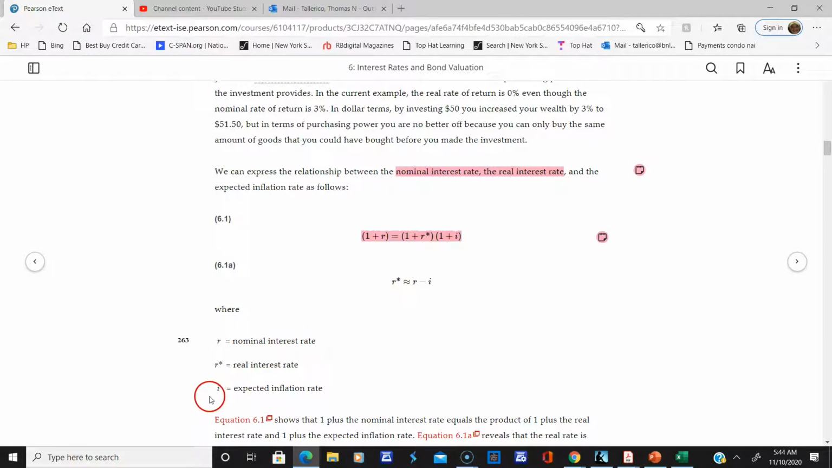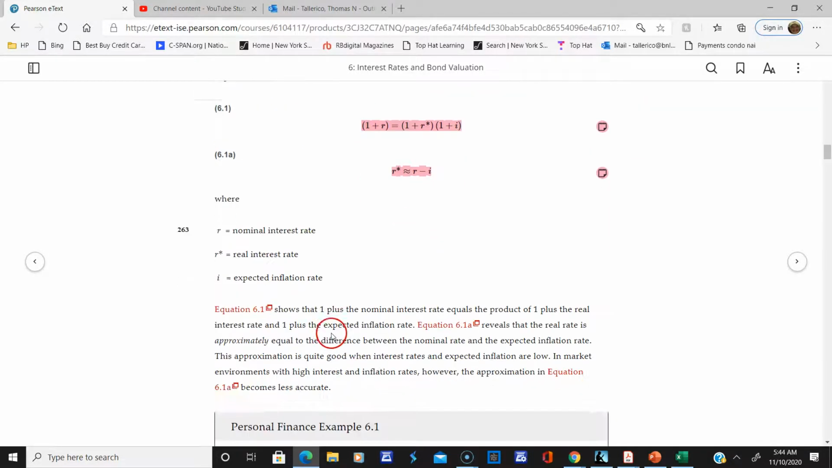And then I is the expected inflation rate. So you can see if this was 0 here, basically the real rate would be the nominal rate. And you could approximate this equation here by simply saying that the real rate is the nominal rate minus inflation, okay? So those are important definitions there.